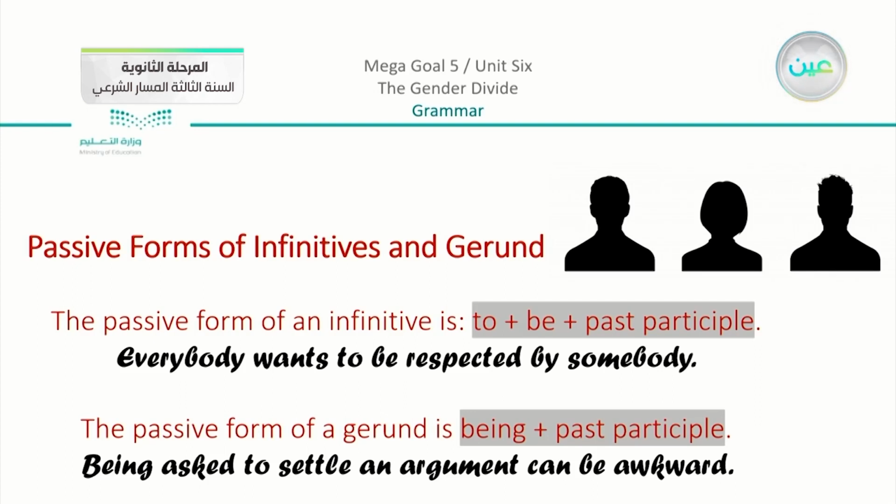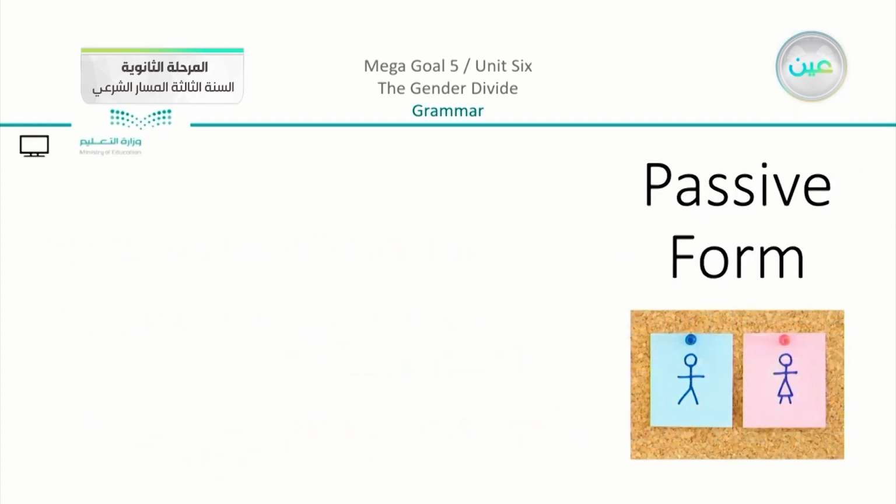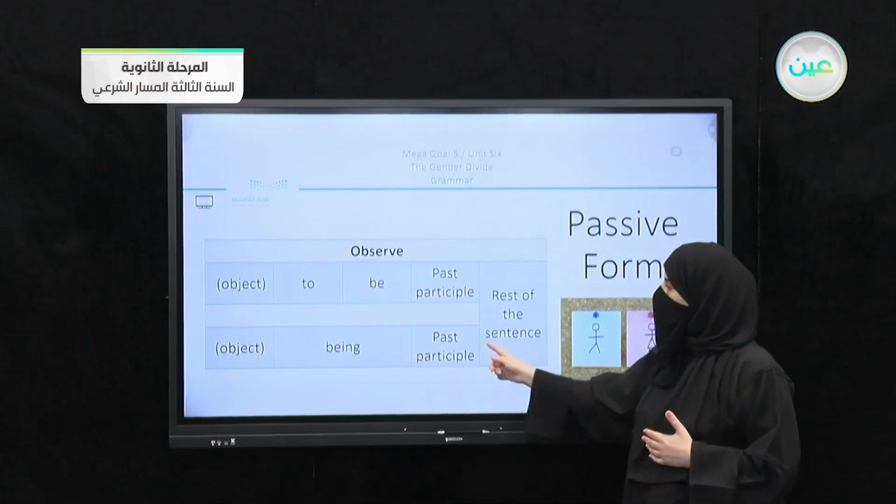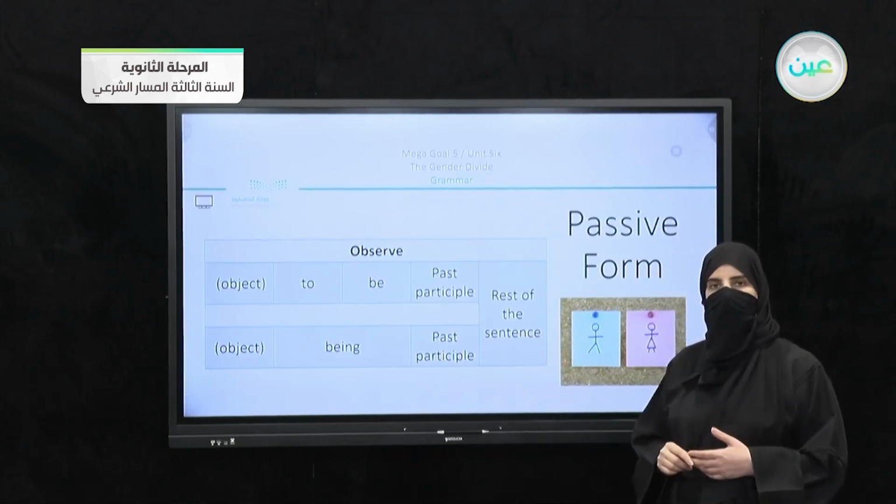In the other example, we have here the passive form of a gerund is being plus the past participle. So we are dealing with the verb as a gerund. That's why we have here be with an ing, and then there is the past participle. So we have here being asked to settle an argument. Now the passive form, as we did mention, you can see that we have the object mentioned at the beginning. We have here to be plus the past participle for the infinitive. We have being, ing. There is no to, of course, because there is a gerund, with also the past participle and the rest of the sentence.